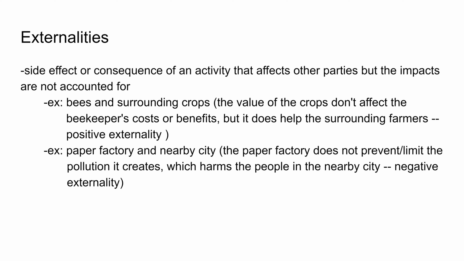Externalities are basically side effects or consequences of an activity that are not accounted for by the market. So an example would be bees and the surrounding crops, because the value of the crops isn't accounted in the beekeeper's costs or benefits, but it does help the surrounding farmers because bees help pollinate flowers. So in this example, it will be a positive externality. A negative externality will be like a paper factory in a nearby city, because the paper factory doesn't have any incentive to lower or prevent the pollution that it creates.